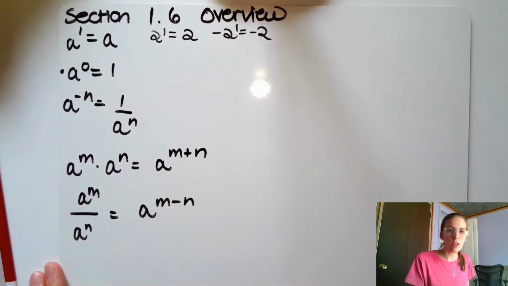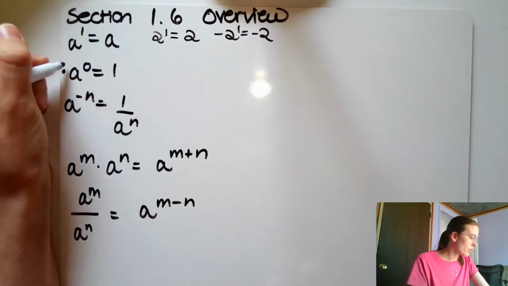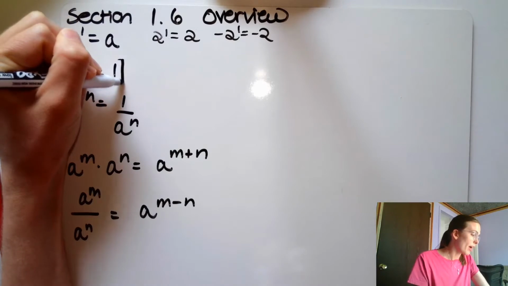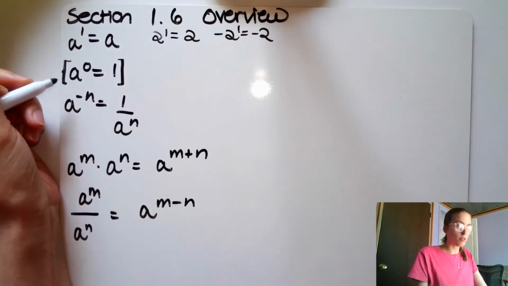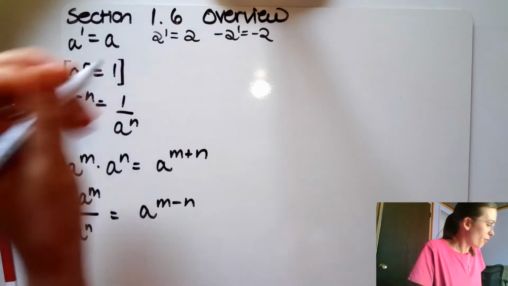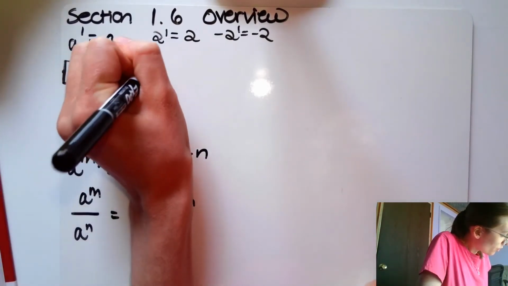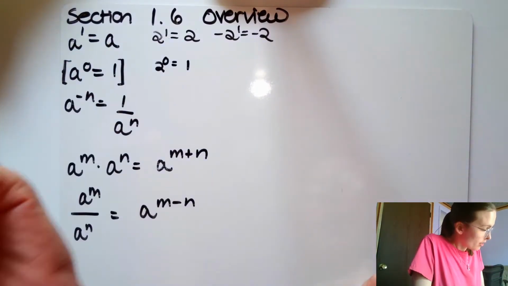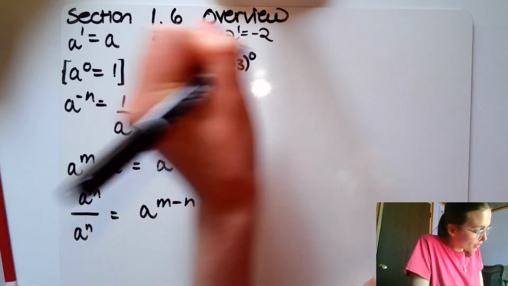Okay, moving on. a to the 0th power equals 1. This is actually a little different. a needs to not be 0, and I'll explain why in a second. But for any other number, a to the 0th power equals 1. So for example, 2 to the 0th power equals 1. Negative 3 to the 0th power equals 1.